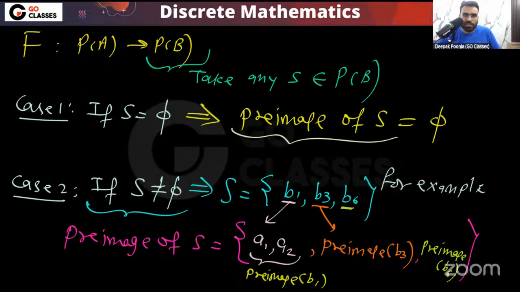Pre-image of B6 you write here. That's it. Basically, the idea is very simple: you take any S. If that S is the empty set, then the pre-image will be the empty set. Phi will map to phi. So for phi, the pre-image is phi.